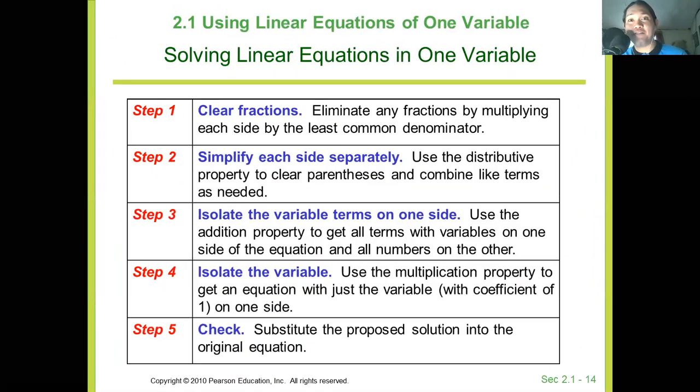So we can now have the steps in solving a linear equation in one variable by applying the properties that I mentioned a while ago. Step one, clear fractions. Eliminate any fractions by multiplying each side by the least common denominator. This is applicable for fractions. Step number two is simplify each side separately. Use the distributive property to clear parentheses and combine like terms as needed. Step number three, isolate the variable terms on one side. Use the addition property of equality to get all terms with variables on one side of the equation and all numbers on the other.